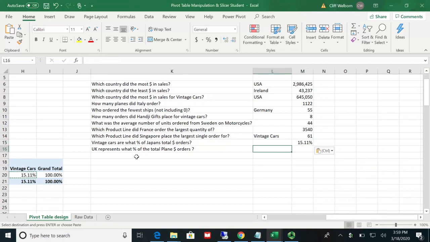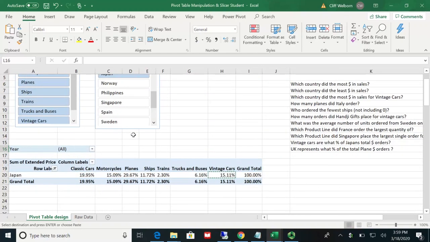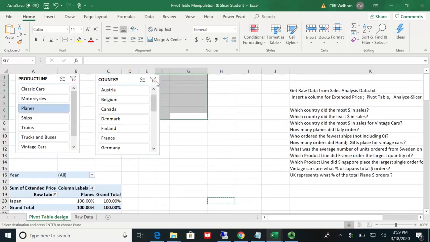And UK represents what percent of the total plane dollars? So I'm interested in UK, and I'm interested in planes. So let's think, this might be the same way. Represents what percent of total plane dollars. That means I'm wanting to see planes. And I want to see all my countries, though.